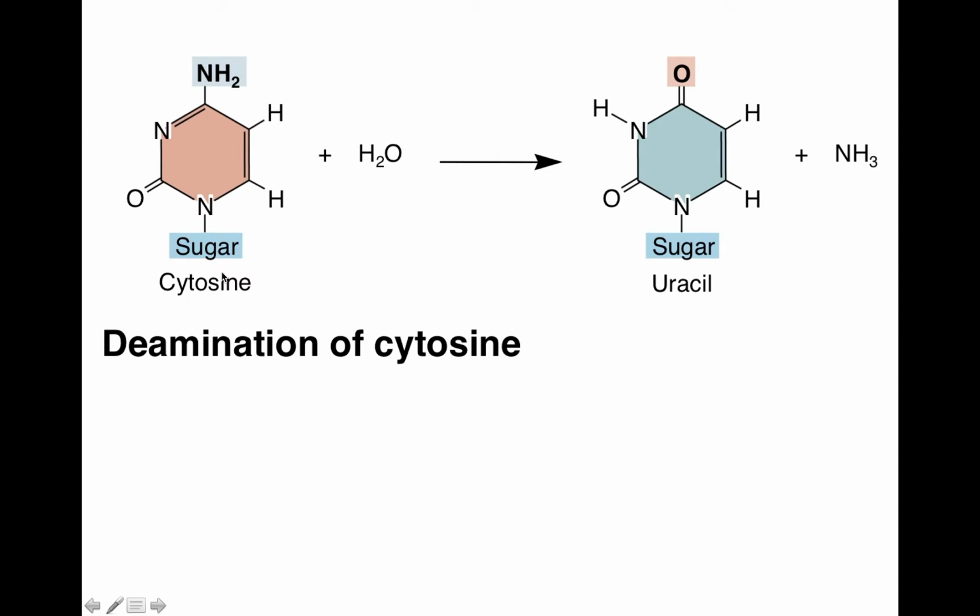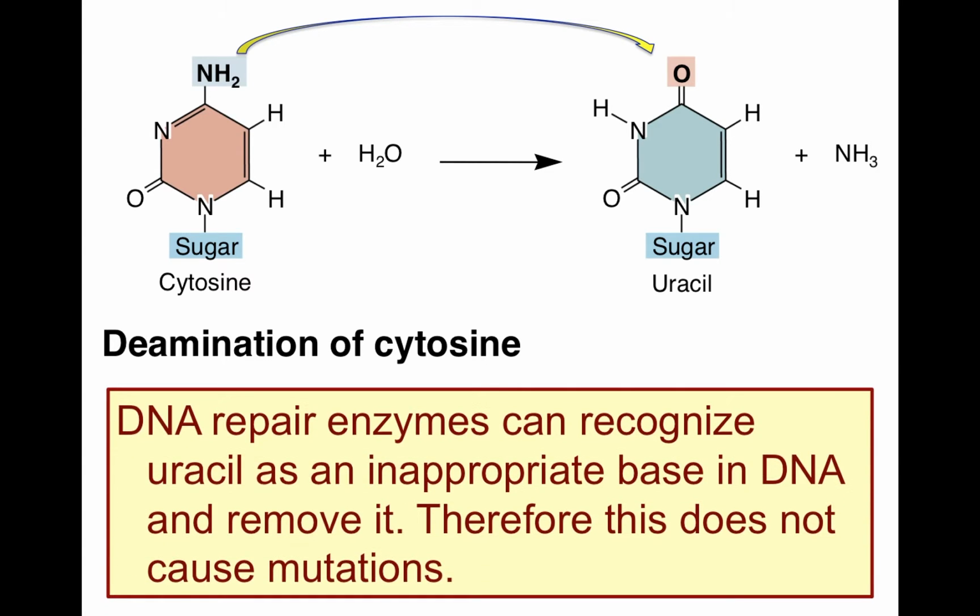Sometimes the amine group on cytosine is removed. It's plucked off. That's called deamination. When that happens and an oxygen replaces that amine group, you end up with a uracil base. Now, uracil is not supposed to be in DNA. Uracil is supposed to be in RNA. So when the surveillance mechanism inside the cell recognizes that a uracil base is in the middle of a DNA nucleotide sequence, the DNA repair enzymes can recognize this as an inappropriate base. They remove it, and therefore this does not usually cause a mutation.